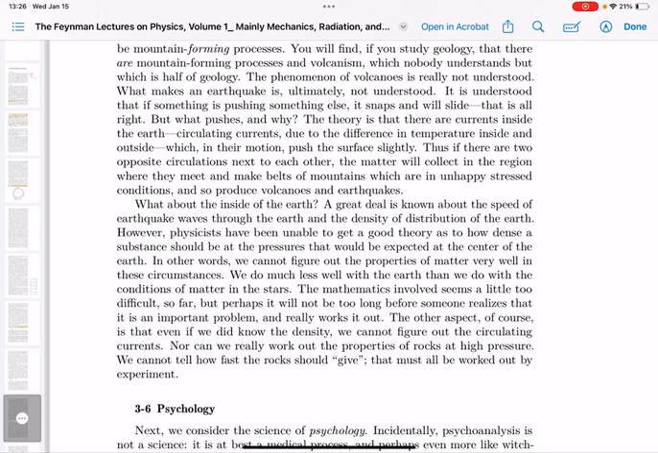Which nobody understands, but which is half of geology. The phenomenon of volcanoes is really not understood. What makes an earthquake is ultimately not understood.